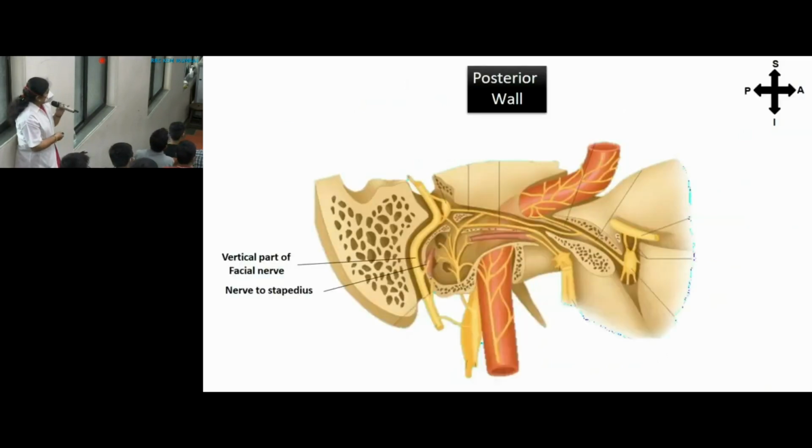So the posterior wall, the bony canal, this is along the medial wall, this is the posterior wall of the middle ear cavity. Here we can see the bony canal for the facial nerve. This is the pyramidal eminence containing the stapedius muscle. The nerve to stapedius will be given off and in the lower part there will be the chorda tympani nerve.